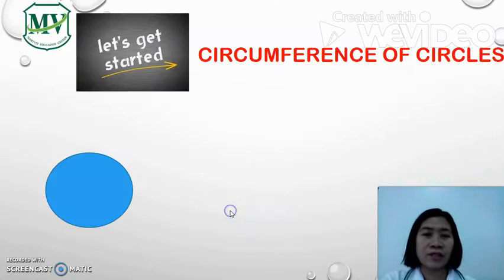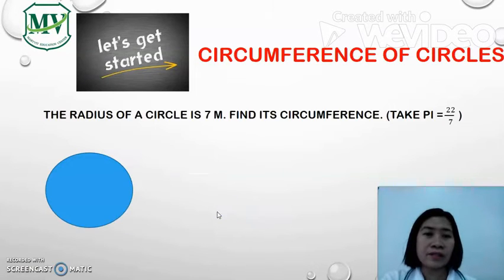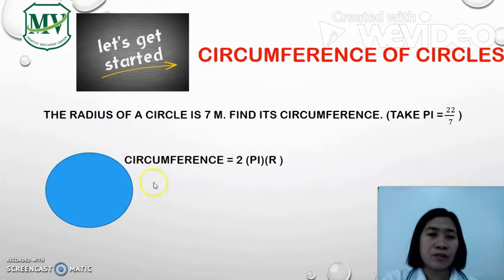So let's get started. The radius of a circle is 7 meters. Find its circumference. Take pi equals 22 over 7. Circumference is equal to 2 times pi times r. So to substitute the values, 2 times 22 over 7 times 7 equals 44 meters. So the circumference of the circle is 44 meters.